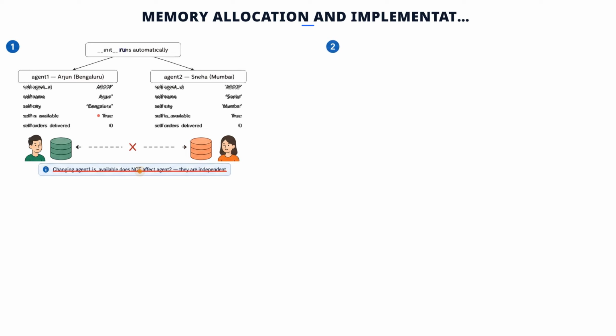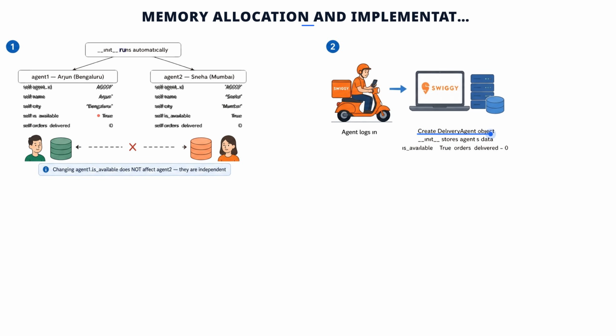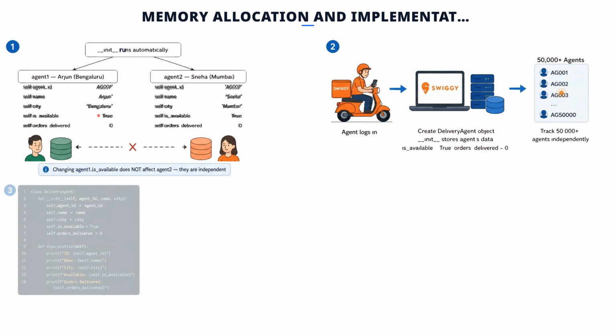In a professional application, this concept allows for massive scale. For example, every time a delivery partner logs into the app, the system immediately creates a delivery agent object. The initialization automatically stores that specific partner's ID, name, and city, and sets their availability to True. Because every single agent is an independent object, the system can track 50,000 agents simultaneously without their data ever getting mixed up. Let's look at how this logic is actually implemented in code down below.